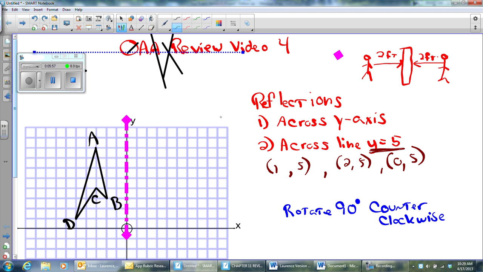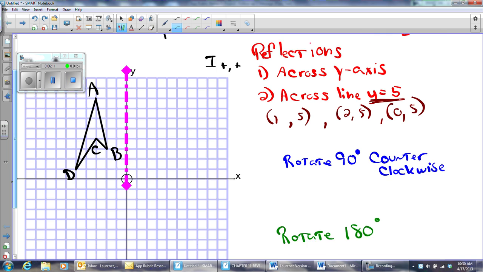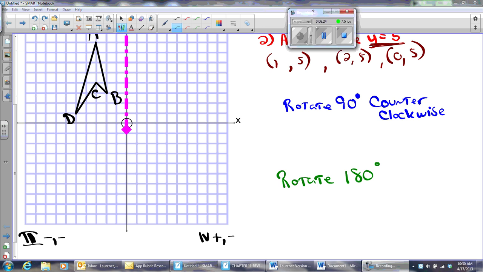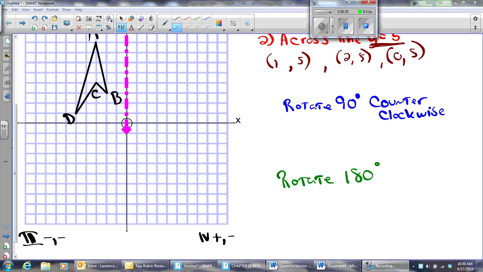And I also need to know my signs. When I'm in the first quadrant up here, I have positive, positive. When I'm in the second quadrant here, I have a negative x and a positive y, right? When I'm down here in the third quadrant, I get a negative, negative. And when I'm in the fourth quadrant, I get a positive x and a negative y. If you ever get those mixed up, just remember it's alphabetical.